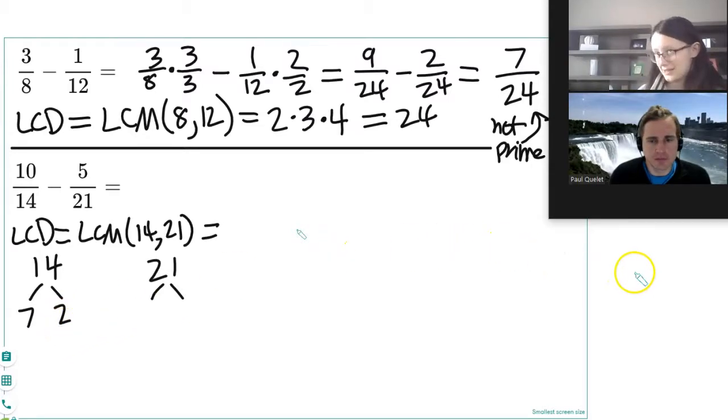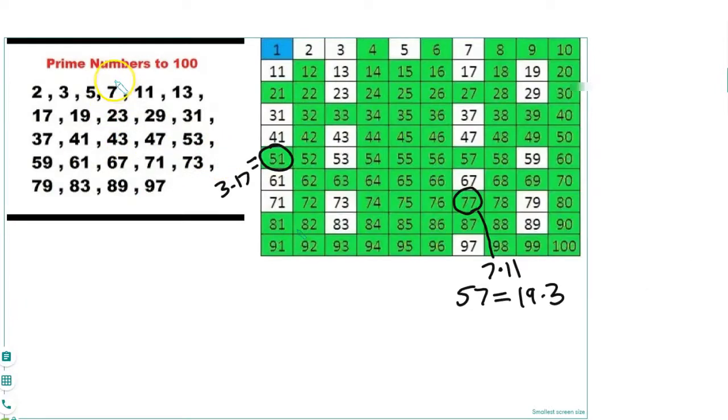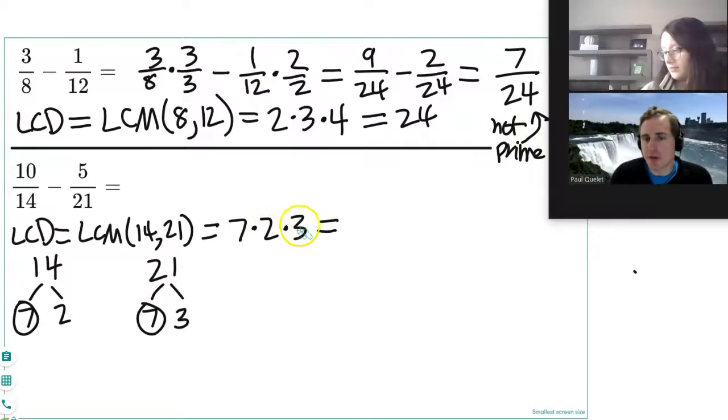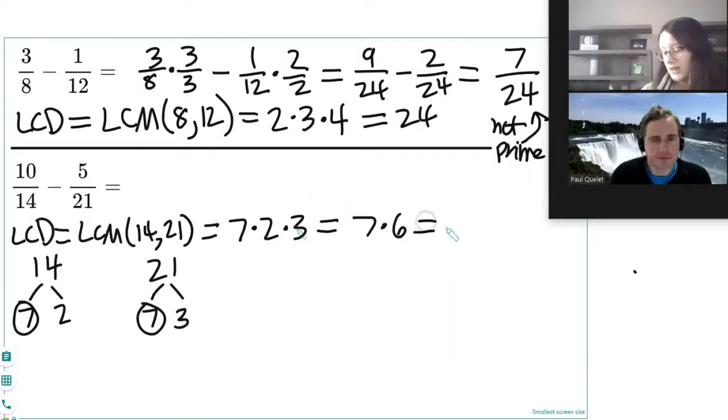Yes, because remember, like we talked about, it's good to familiarize yourself with the prime numbers. 7 and 2 are on here, right? They're both prime. 21 is 7 and 3. Love it. So, we have 7 multiplied by 2 multiplied by 3. Nicely done. I always recommend multiplying the smallest numbers first. What's 2 times 3? That's 6. What's 7 times 6?